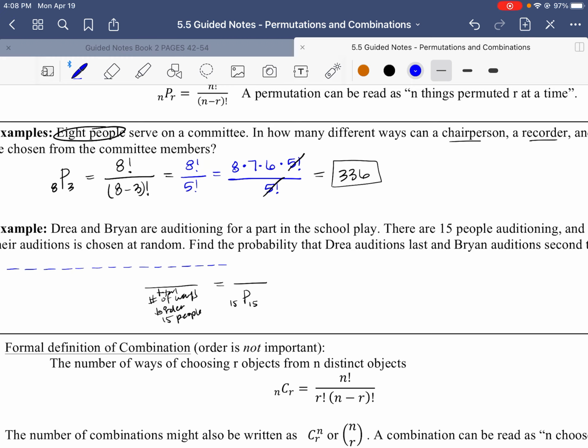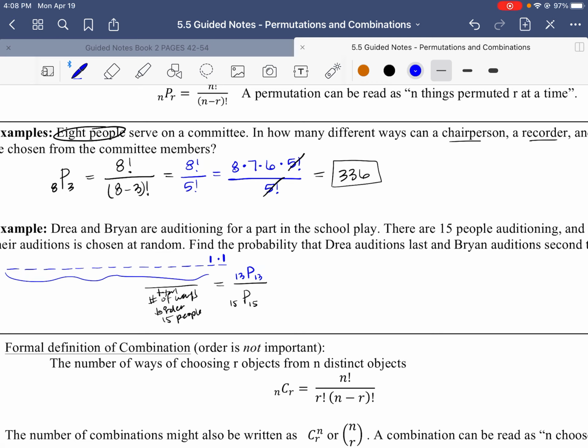The thing is, if they tell me that Drea has to be last, then I fill that position, and there's only one way to fill that position because she has to go there. And Brian has to be second to last, then I put him here in this position. Now that those two are filled, then the other 13 positions are the only ones that I need to permute. So this would be 13 over 13.